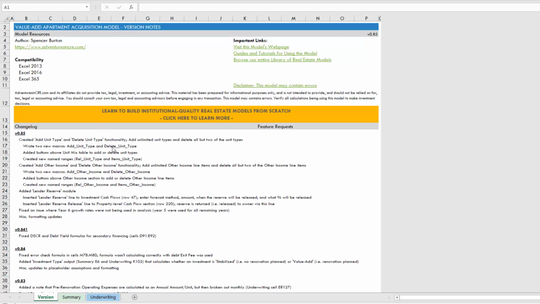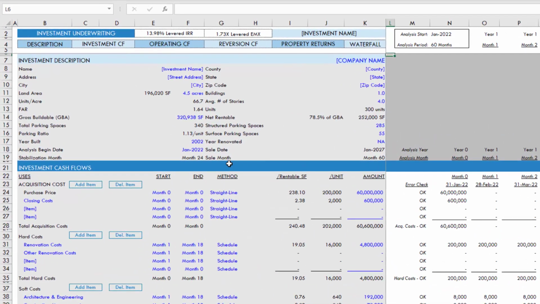So I am using version 0.85 of my value add apartment acquisition model. If you're familiar with this model, all of the inputs are housed here on the underwriting tab. Along the top, we have this navigation bar. And out here to the far right, we have the Waterfall tab.